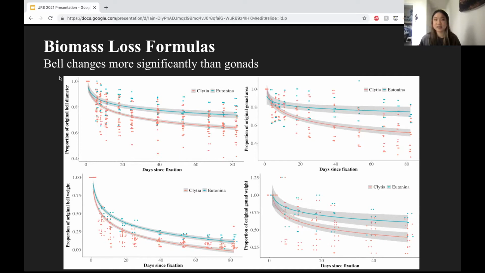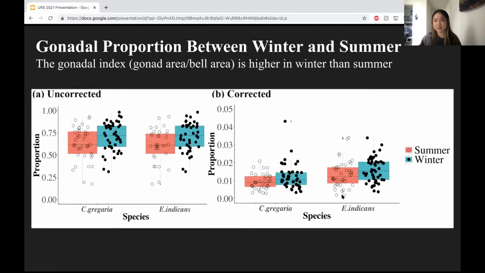But we did see from these experiments, because we actually did take the bell diameters and gonad areas, but we also did weigh the bells and the gonads separately. We dissected a subsample of them. As you can see here in the bottom left one, the bell decreased a lot more than the gonad, which shows us that the bell changes a lot more than the gonad over time, which will be important for the next slide.